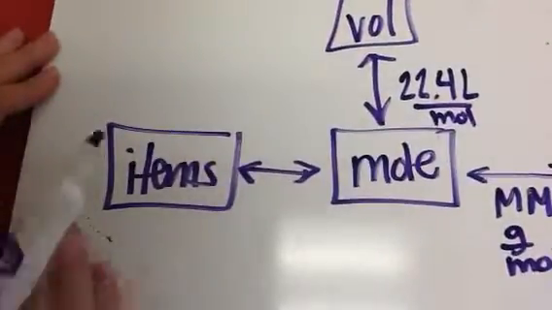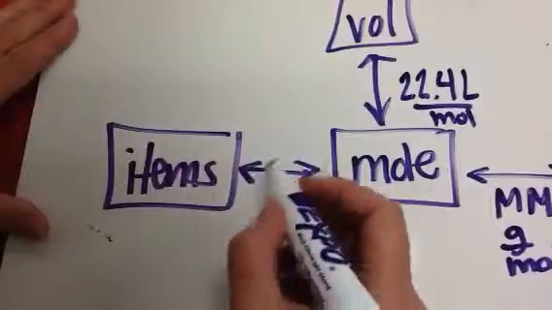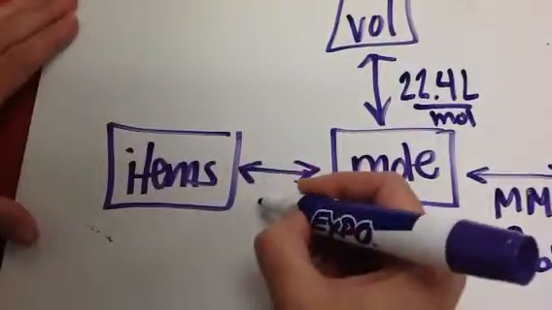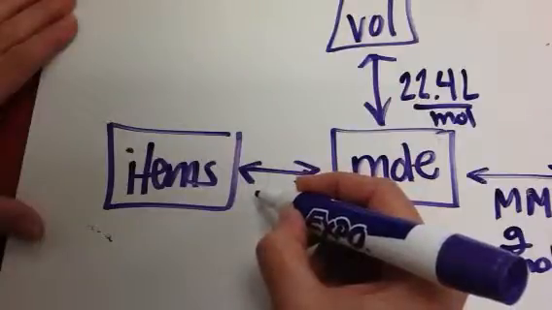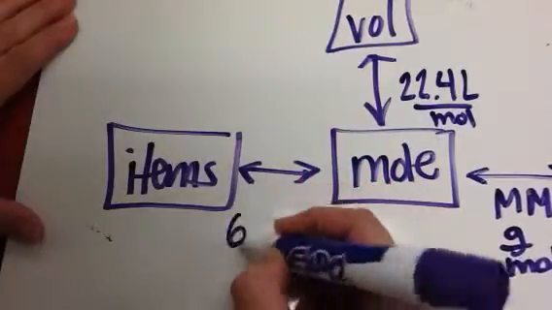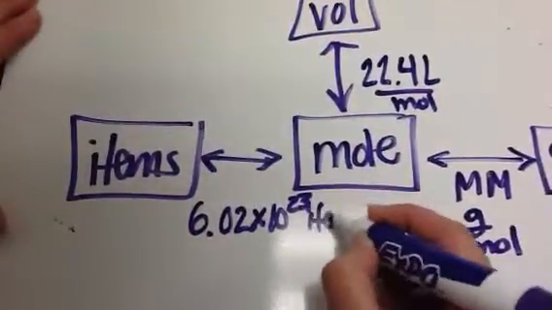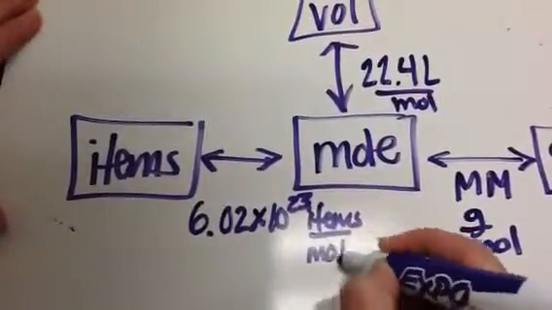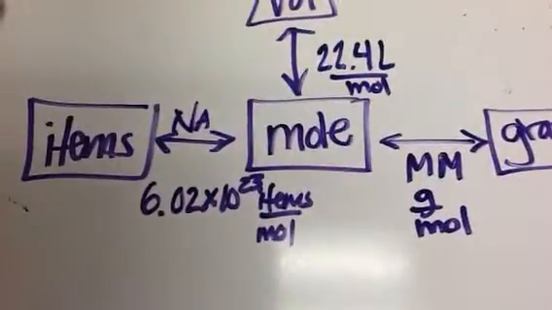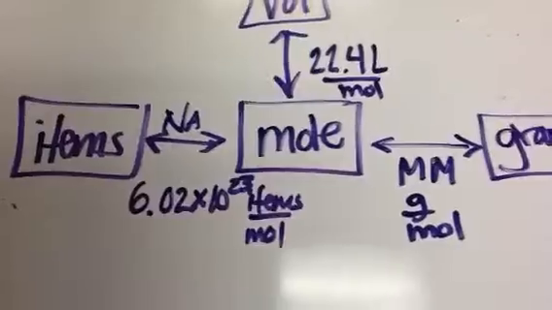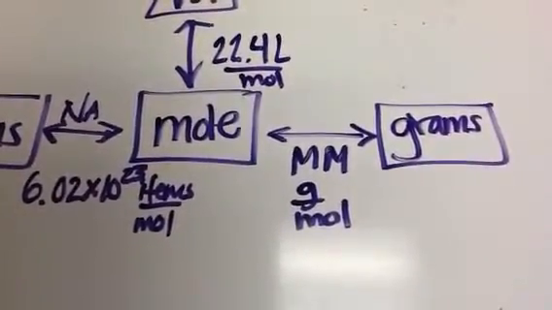And then I have items. How am I going to convert from items into moles and back? Adrian, what's the conversion factor? Items over mole. True. What's the number that goes with it? 6.02 times 10 to the 23rd items per mole. And we call that number Avogadro's number, which is symbolized N_A. Okay? So we're going to use each of these tools to help us to convert from one unit to another.